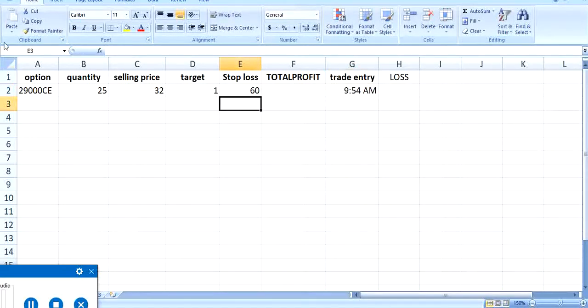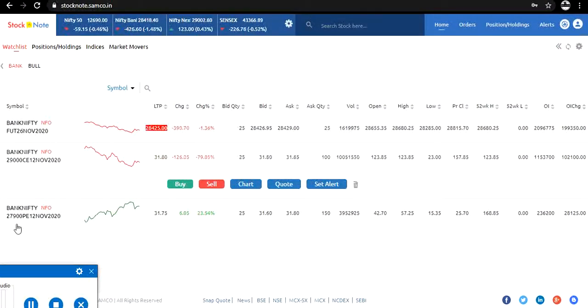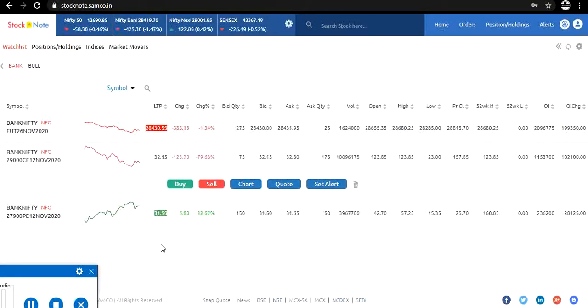So we have taken our first entry in option selling. Now we will sell second option, that is 27,900 put, with one lot, that is 25 quantities, and let's see at how much value it is trading.